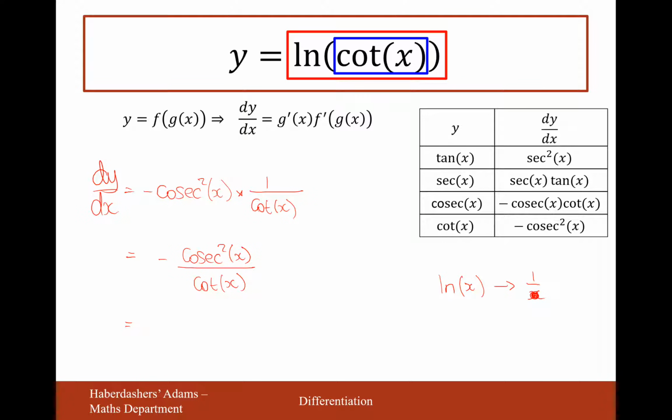Could probably simplify here. Let's make it 1 over sine squared. 1 over cot is tan, so this is going to be sine over cos. Simplify a sine from top and bottom, and you end up with minus 1 over sine x cos x. And there we are, that's the answer to this question.